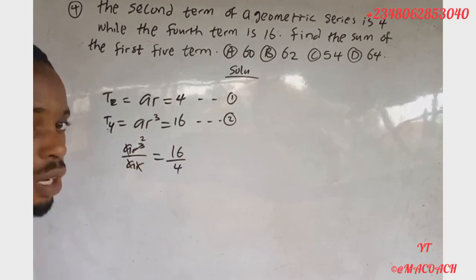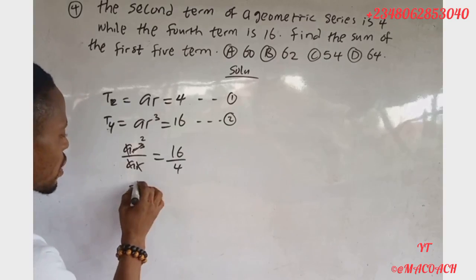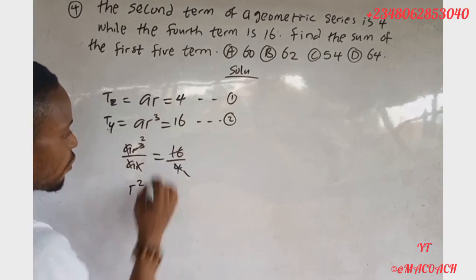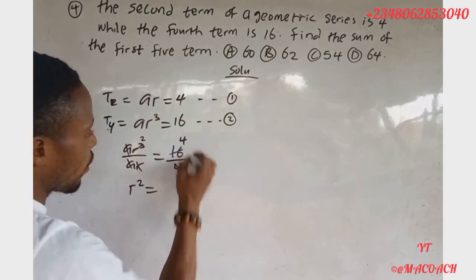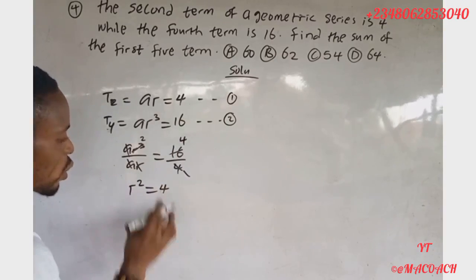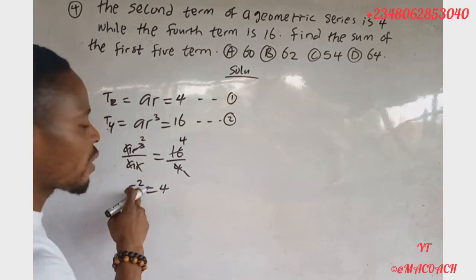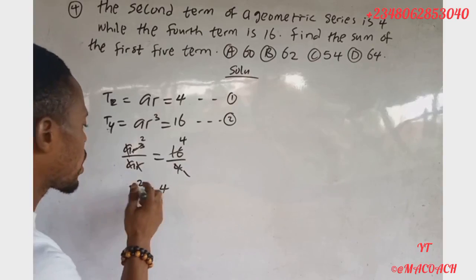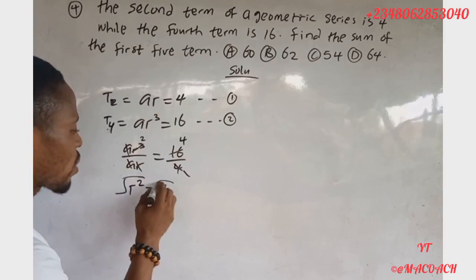R with power of 2. So therefore, we have R to the power 2 is equal to what? 4 here 1. 4 in 16, we have 4. So R square is equal to 4. So to get the value of the ratio R now, you take the square root of both sides.